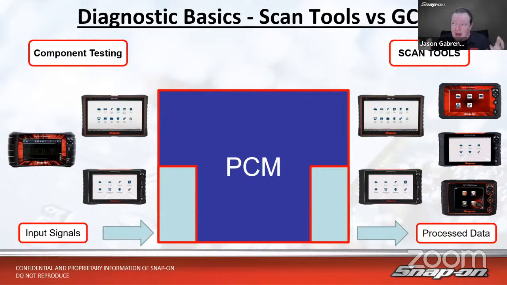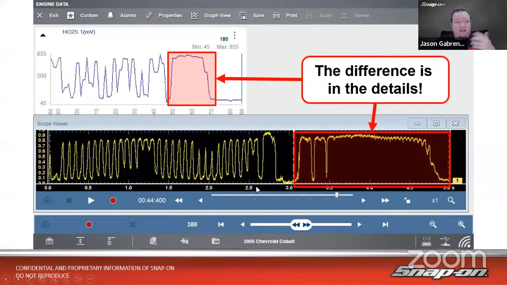Now, it's good to have, but like we see here, it's just half of the equation, because the other half is over here, coming into the computer. Really, the difference is going to be in the details of the signal. How much can I see on the screen looking at the scanner versus using the scope in guided component testing? This top part of the window is data, reading an oxygen sensor voltage on a 2006 Chevy Cobalt. This bottom part of the window is the same voltage coming out of the oxygen sensor, just at the oxygen sensor itself, reading it with a scope.